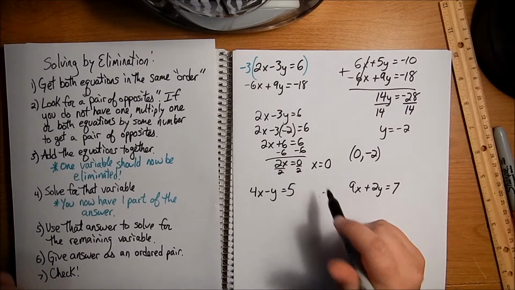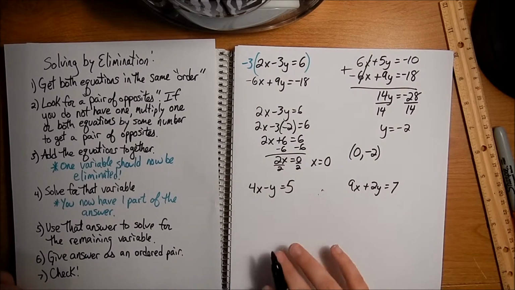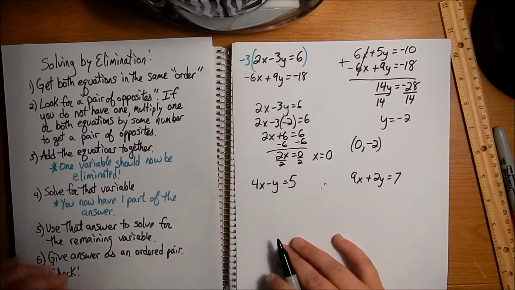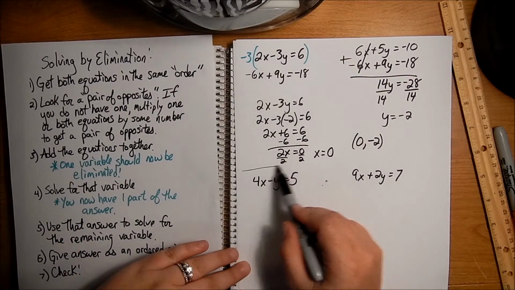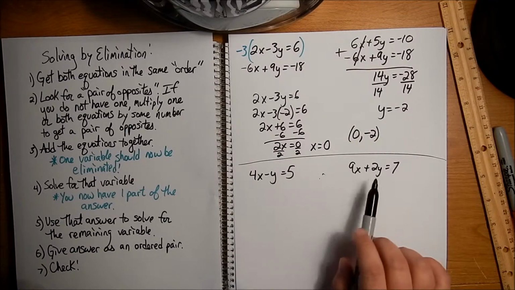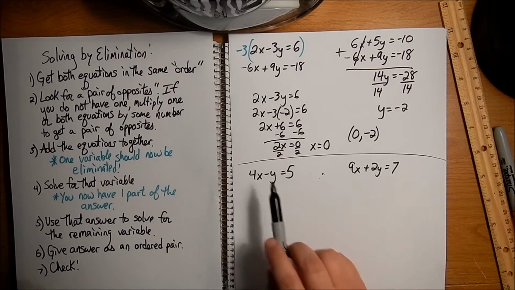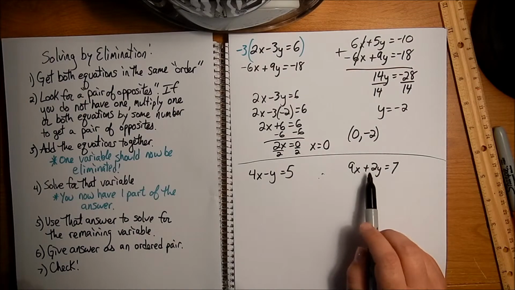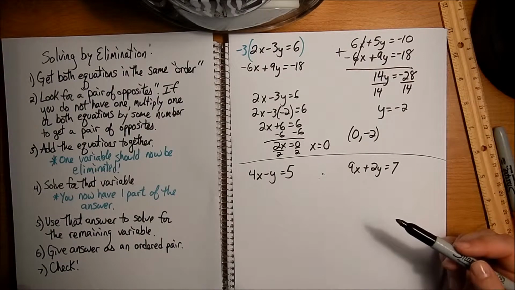Okay, so don't get nervous because you see a 0. 0 is a number like everybody else. Okay, let's just draw a line here. Let's take a look at these guys. So, are they in the same order? Yep, looks like it. I have x and y on the left, x and y on the left. Great. So, pair of opposites.